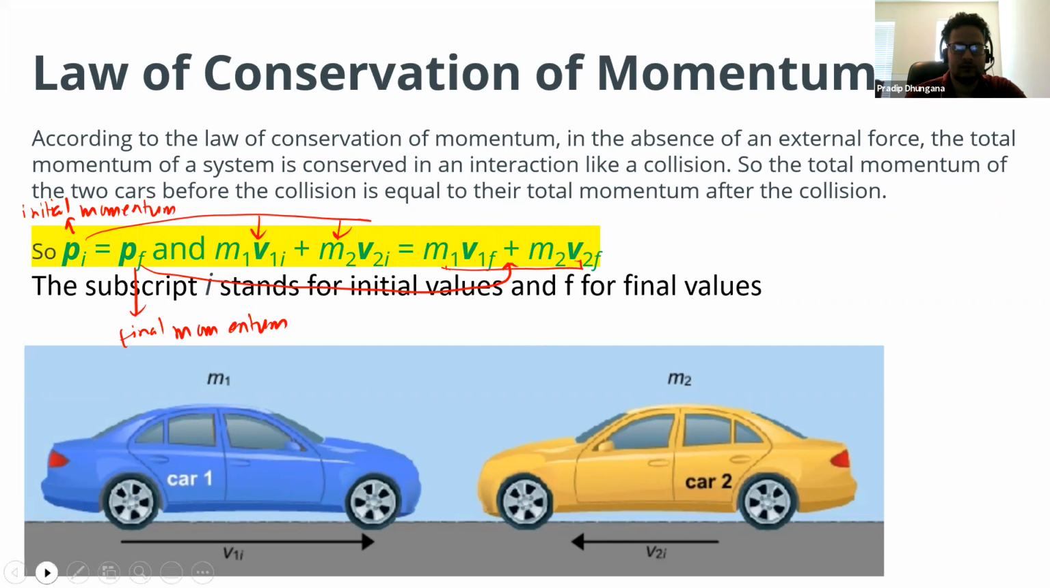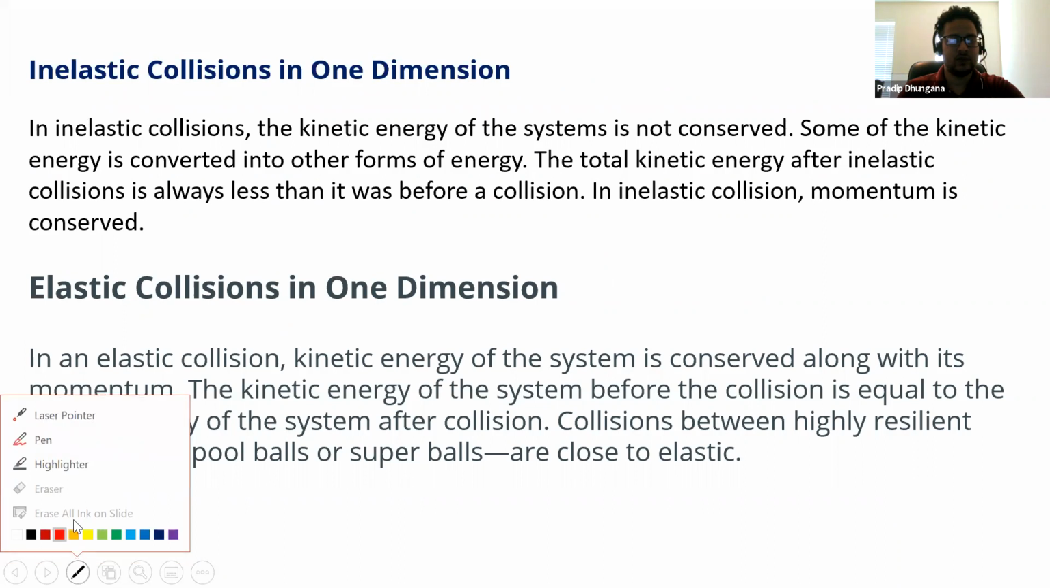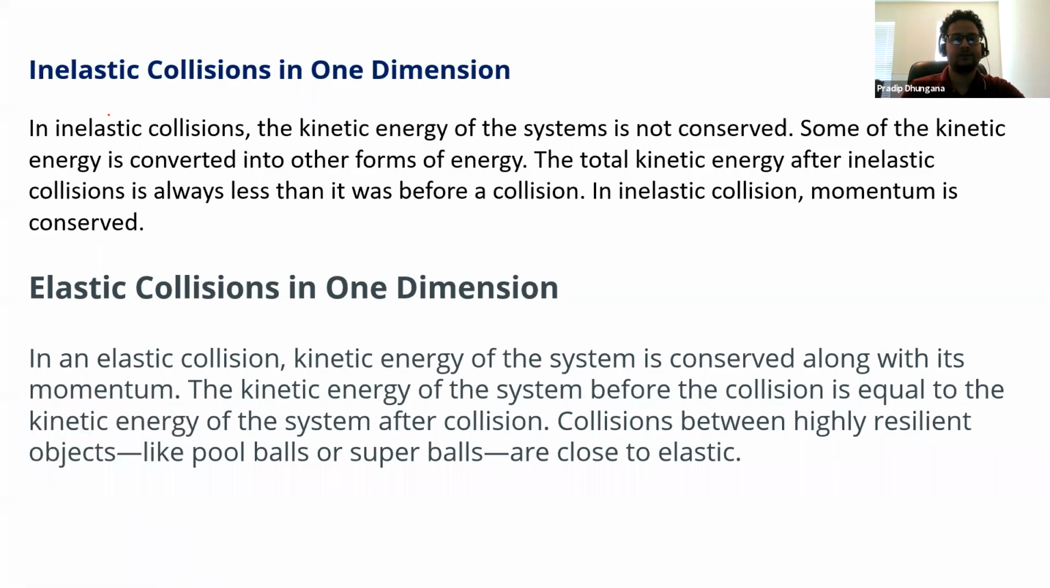Now let's move on. Now let's define elastic and inelastic collision in one dimension. In inelastic collision, the kinetic energy of the system is not conserved. So that means some of the kinetic energy is converted into other forms of energy. And then the kinetic energy is less than it was before collision because some of the energy will be converted into different forms of energy.